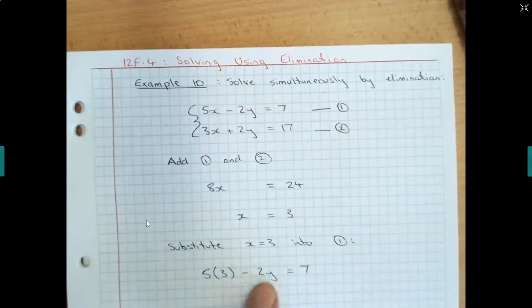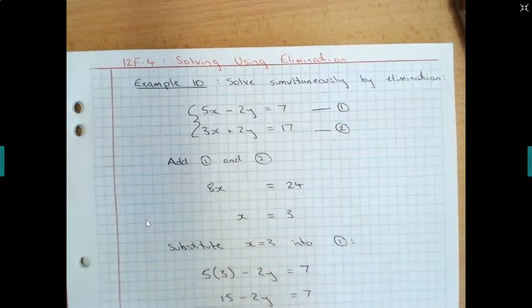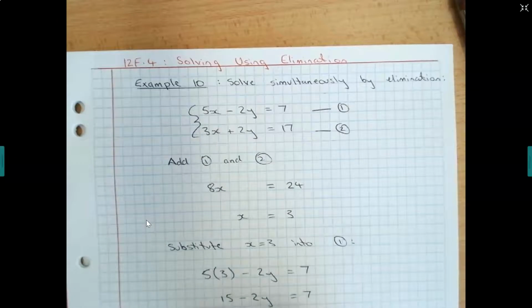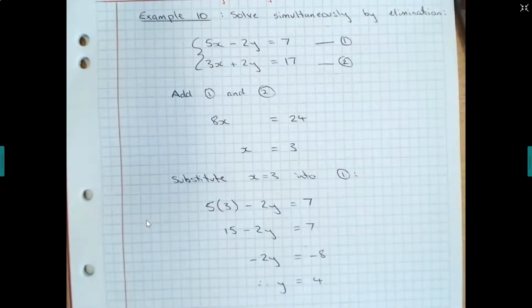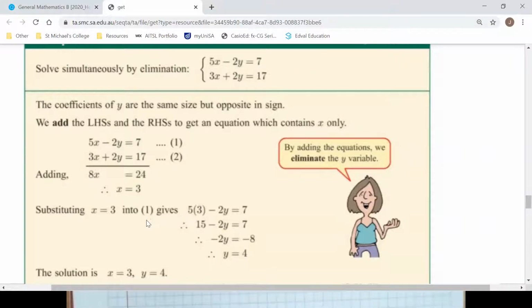Now it's just a matter of rearranging to get y by itself. So 15 minus 2y equals 7. If I subtract 15 from both sides, I'll be left with minus 2y is equal to minus 8. And then if I divide both sides by negative 2, y is equal to 4. So the solution is x is equal to 3 and y is equal to 4.